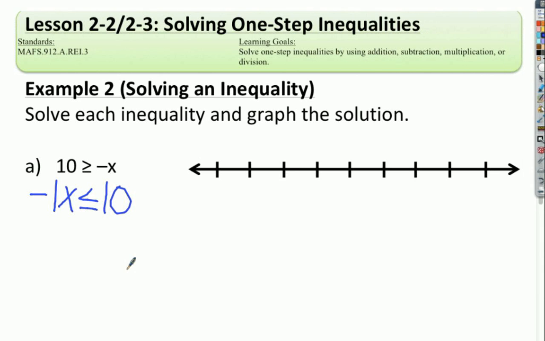And so, Yasmin, what did you guys say to do? So that's a negative 1. Well, what if it was a negative 2? You would divide both sides by negative 2. If it was a negative 8, you'd divide both sides by negative 8. It's a negative 1. Divide both sides by negative 1.